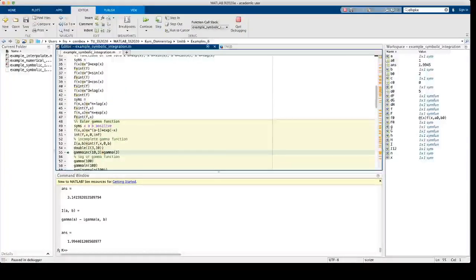So this is the incomplete gamma function for a equals 3 and b equals 10 times gamma of 3. This gives the same value as this integral over small f from 0 to b using the value 3 for the parameter a and the value 10 for the upper limit b.